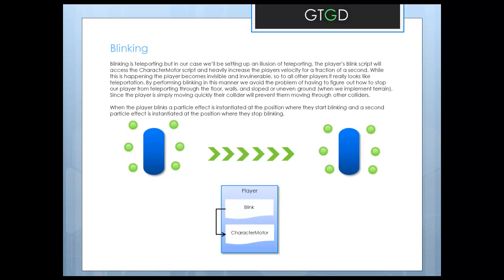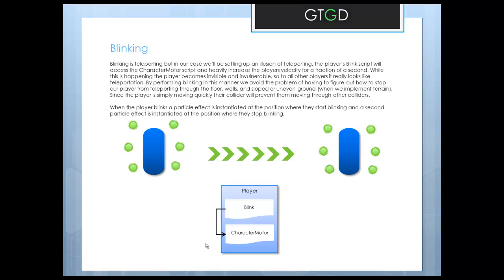So basically how it's going to work is that we'll be setting up the illusion of teleportation. So the player isn't actually teleporting, it only looks like they are. So the player's blink script will access the character motor script, and it'll cause the player's speed to be increased a lot, just for a fraction of a second. While this is happening, the player will become invisible and invulnerable.